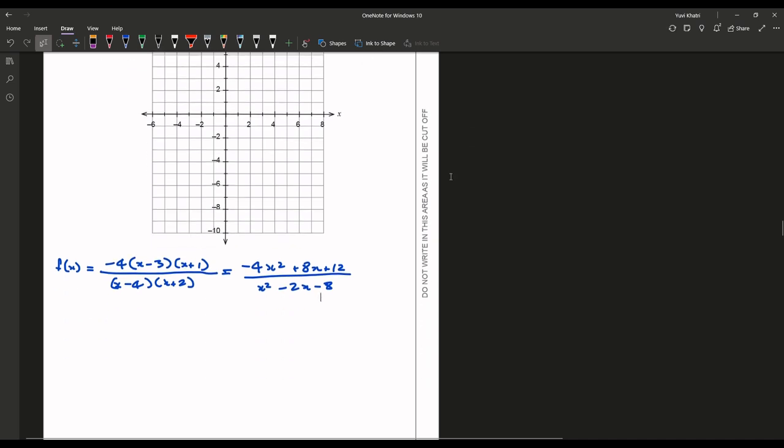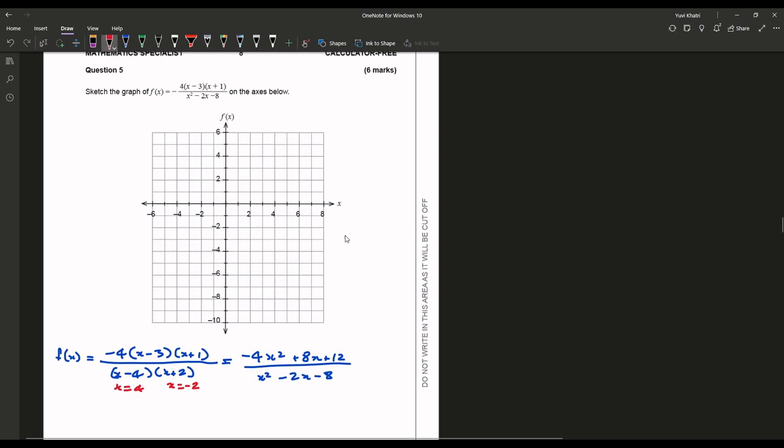Okay, now first let's find the vertical asymptotes. The vertical asymptotes is when the denominator equals 0, because you can't have a 0 denominator. And from that we get x equals 4 and x equals -2. So those are our two vertical asymptotes. And obviously we can't cancel anything out, so those have to be vertical asymptotes. And this one right here, x equals 2.